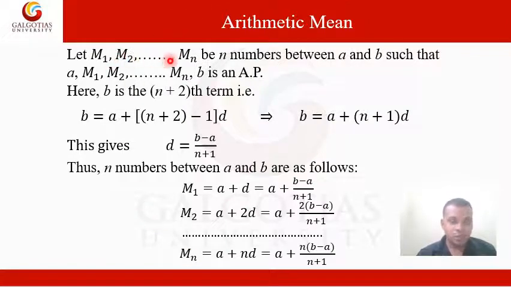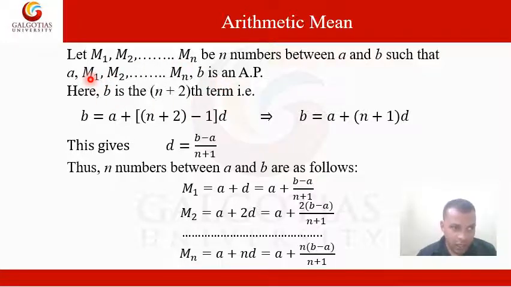Let m1, m2 and so on up to mn be n numbers between a and b such that a, m1, m2, and so on up to mn, b are in AP. Then here b is the (n plus 2)th term. What is the (n plus 2)th term?